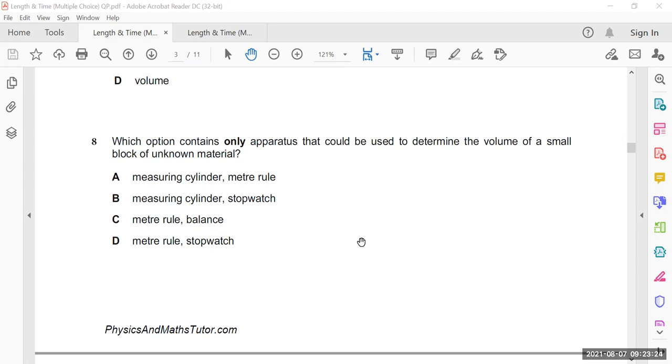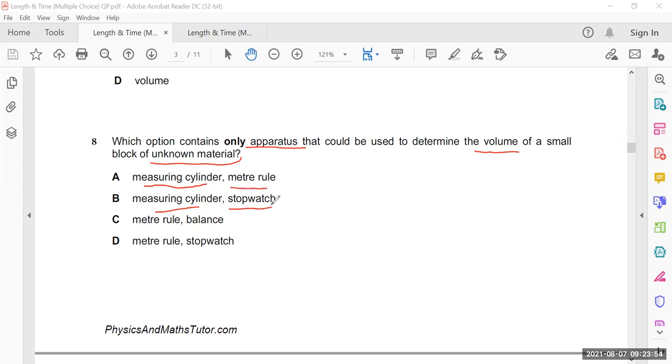Which option contains only apparatus that could be used to determine the volume of a small block of unknown material? Let me read one more time. Which option contains only apparatus that could be used to determine the volume of a small block of unknown material? You need to calculate the volume. What things do you need? Measuring cylinder and stopwatch.